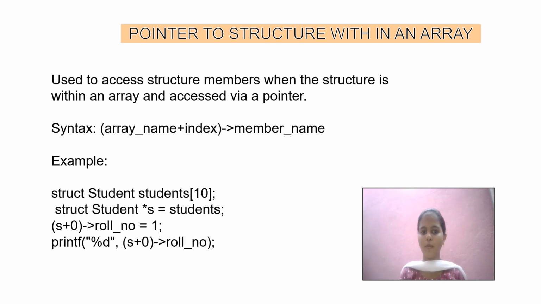Struct student pointer s is equal to student. Here student plus 0 pointer symbol, we should allot roll number, and in the next line to give output, here we use printf function, and percentage d since we are storing integer data type, and student plus 0 pointer and roll number.